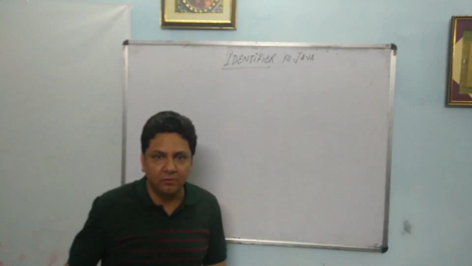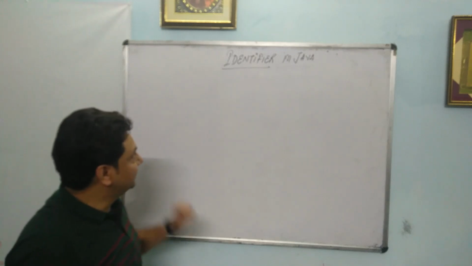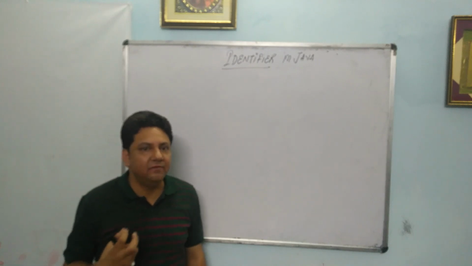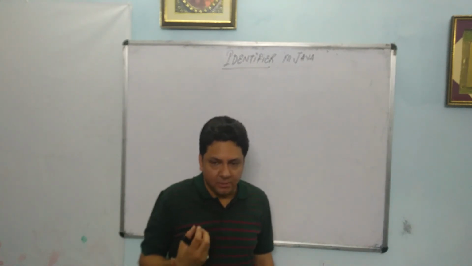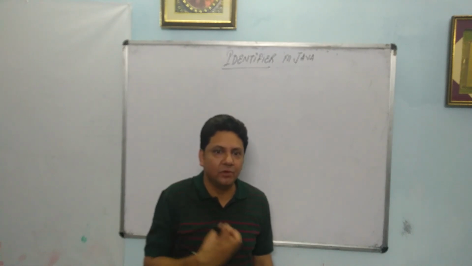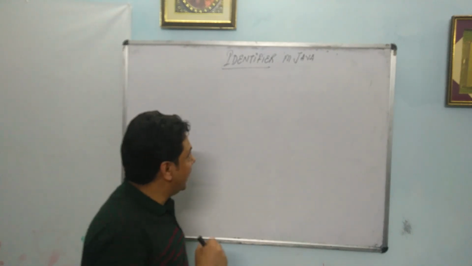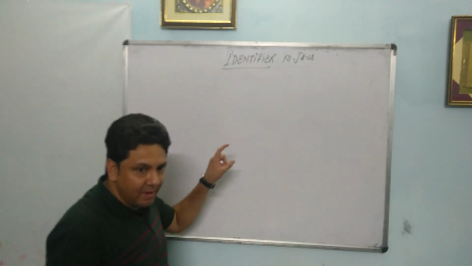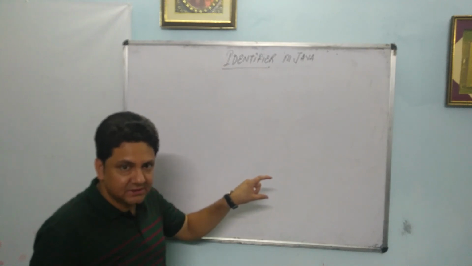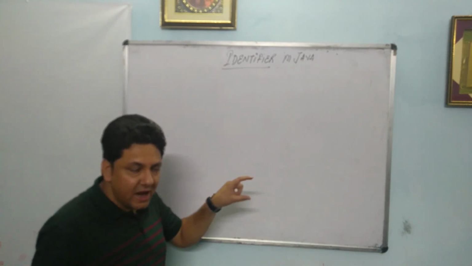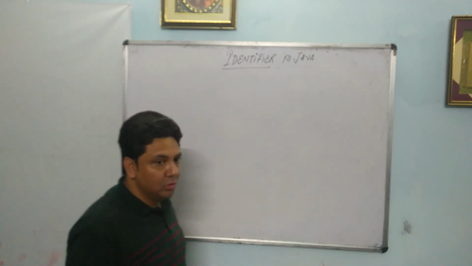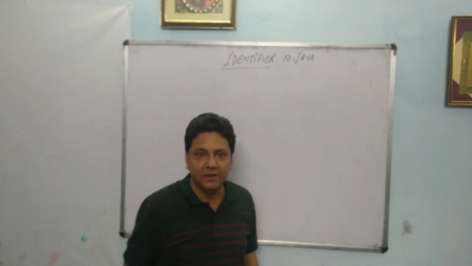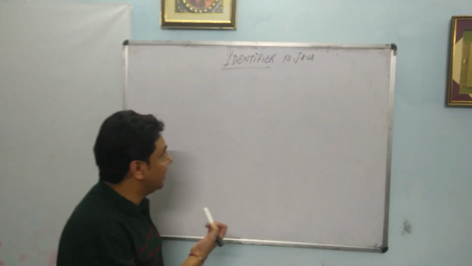So in this session, we are going to discuss what identifiers are in Java. Identifiers are basically used for identification purposes. Suppose we want to identify something, then we have to use identifiers. Identifiers are basically used to provide a name to a variable, class, packages and functions.